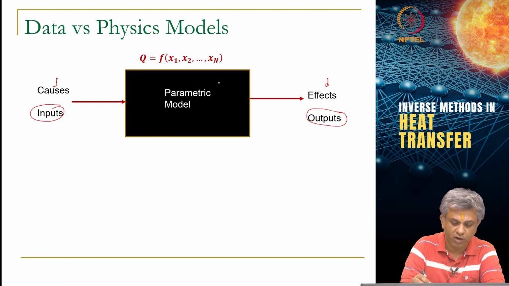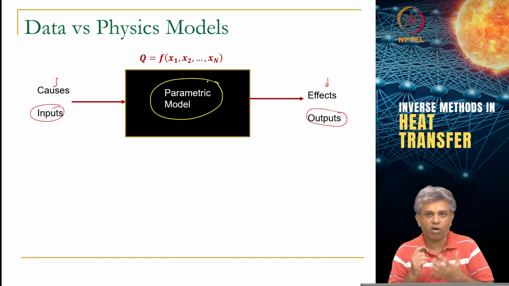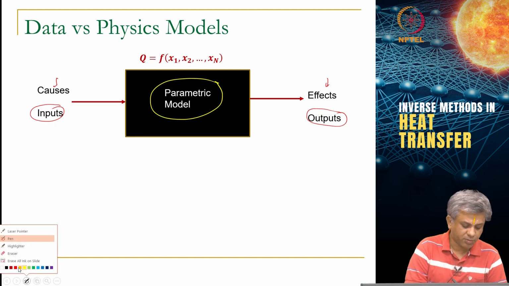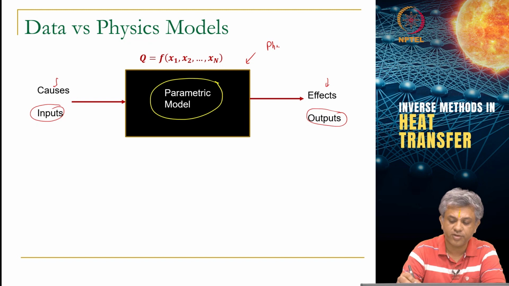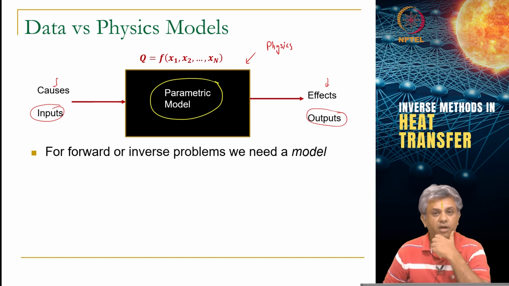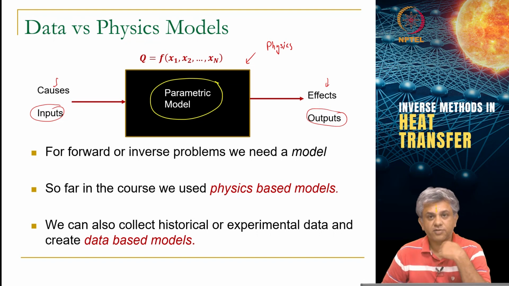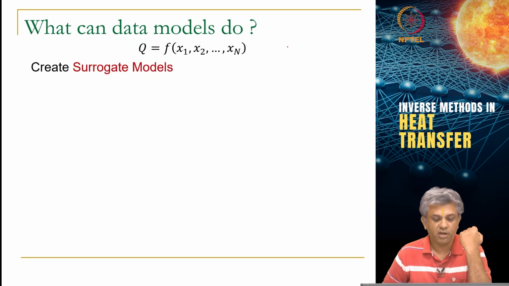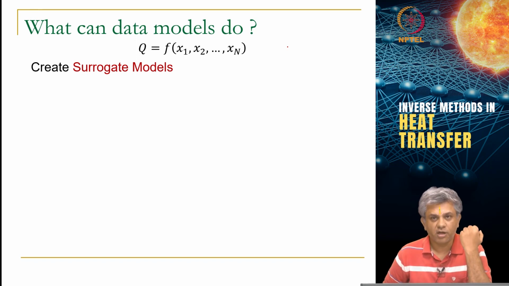So, this parametric model which sits here could have come from anywhere. Now, typically in all the cases that we did so far, especially since we repeated the slab case multiple times, this model came from physics. We said that energy is conserved and we basically built this model. So, we have used physics based models, but this physics based model can be replaced or augmented by a data based model. So, what can a data based model do? One big term that you will see typically in the industry is this thing called a surrogate model.